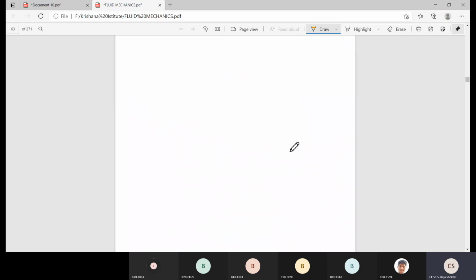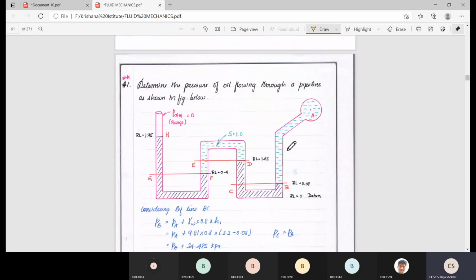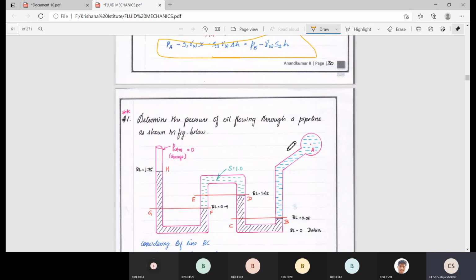So try to solve this problem first. Determine the pressure of an oil flowing through the pipeline as shown in the figure. So he's asking to calculate the pressure through this pipeline. So pressure PA is what is asked to be calculated.